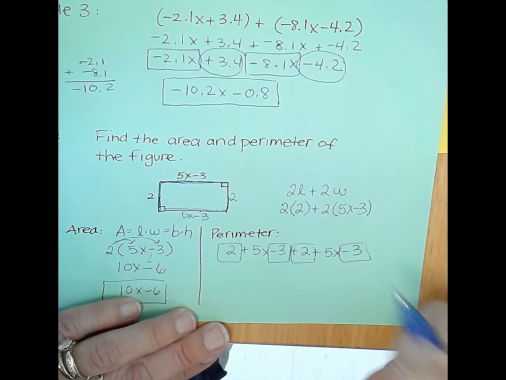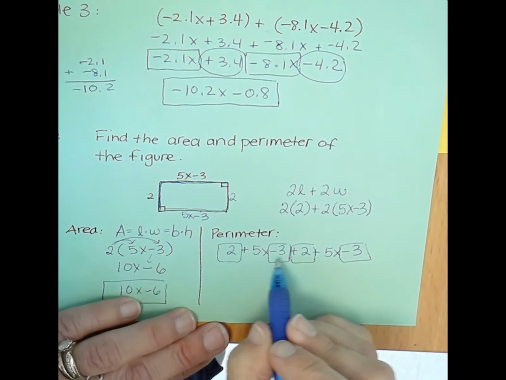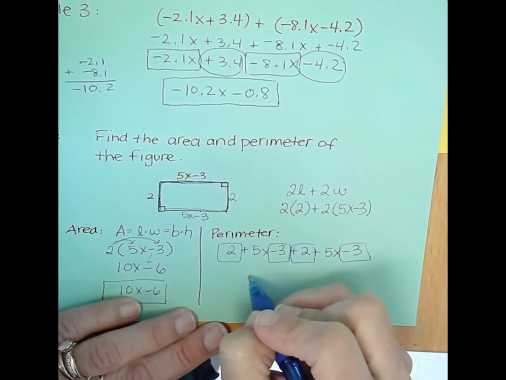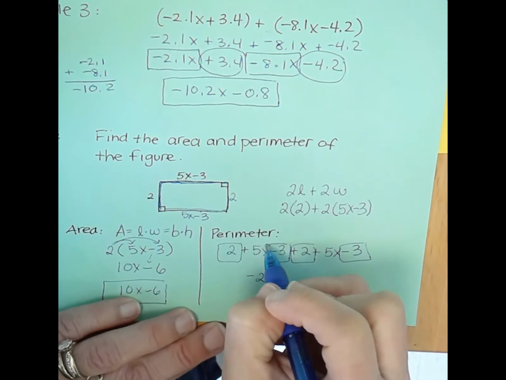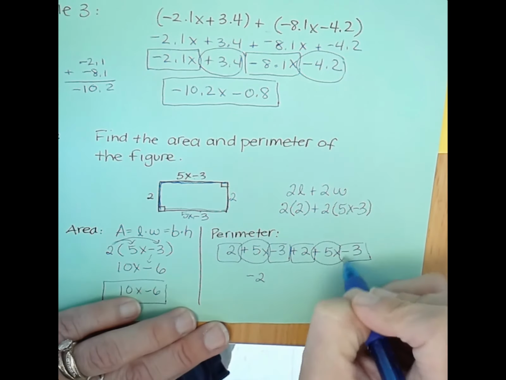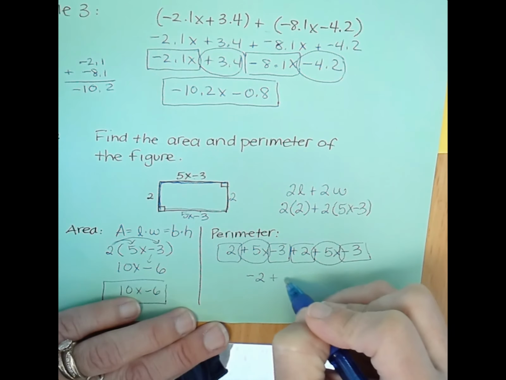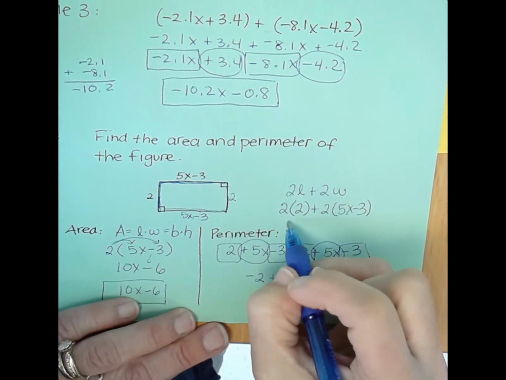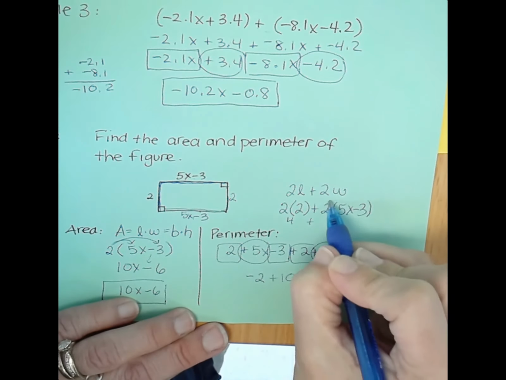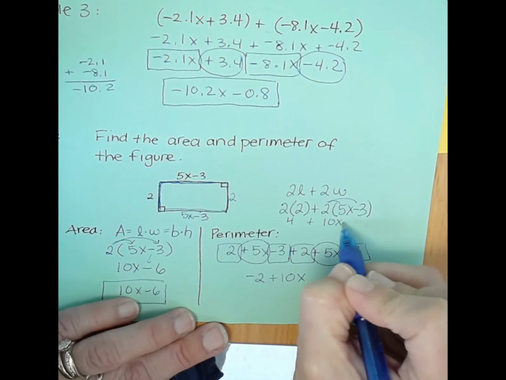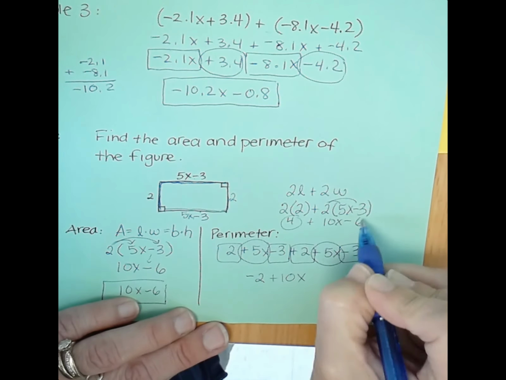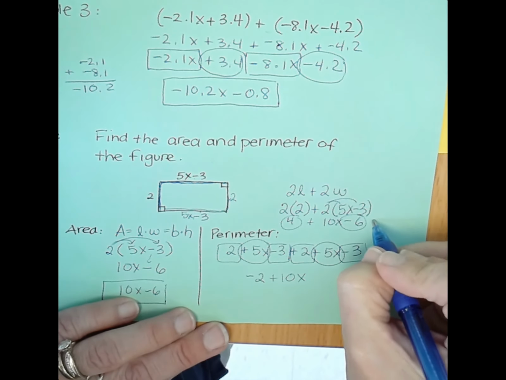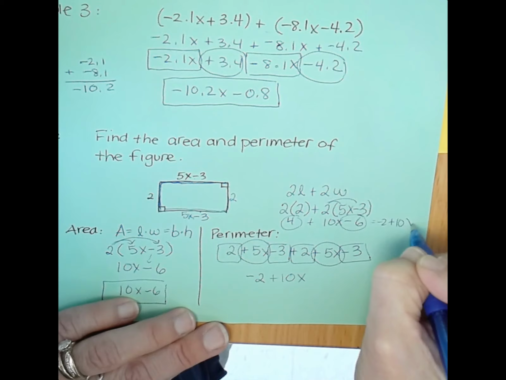don't forget to include the sign in front. We have 2 plus negative 3 plus 2 plus negative 3 would be equal to negative 2. And then we have a positive 5x and a positive 5x, which would give us positive 10x. Okay, if we did it up here, distribute, we get 10x minus 6. Combine our like terms, and we would still end up with the same thing. We'd have negative 2 plus 10x.